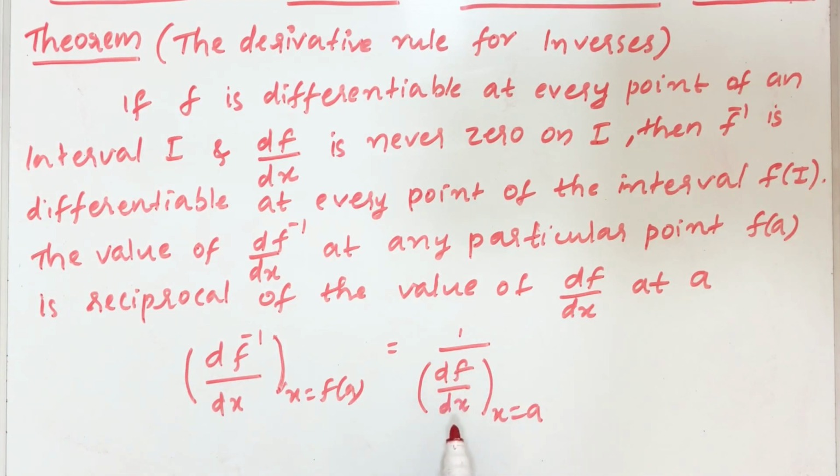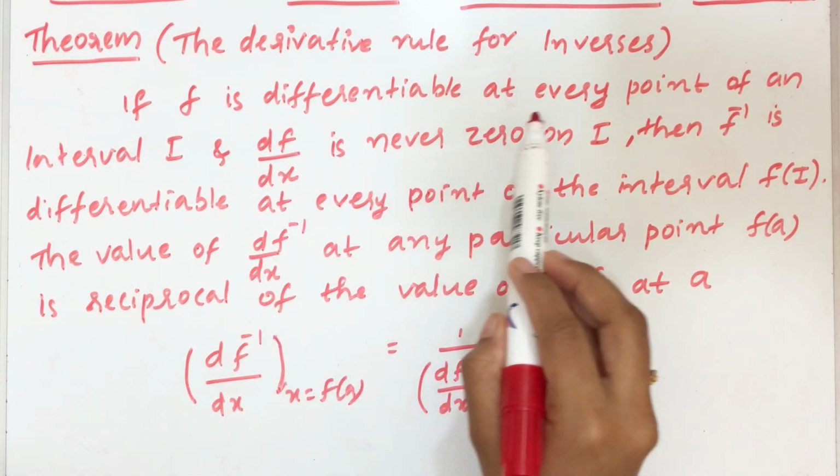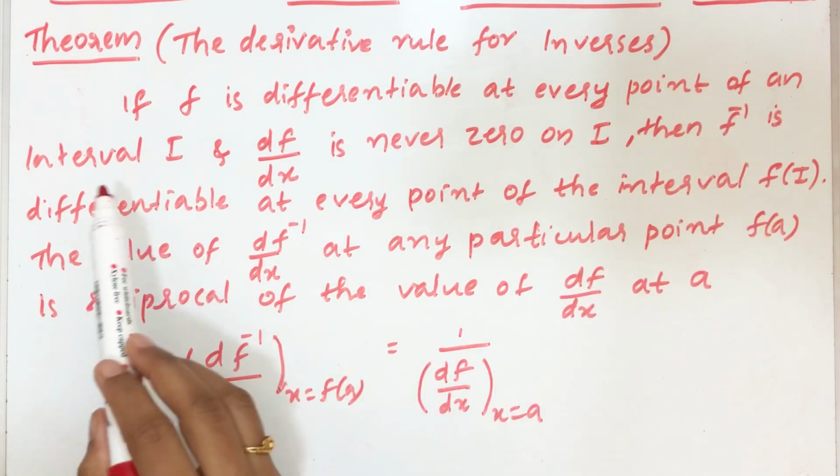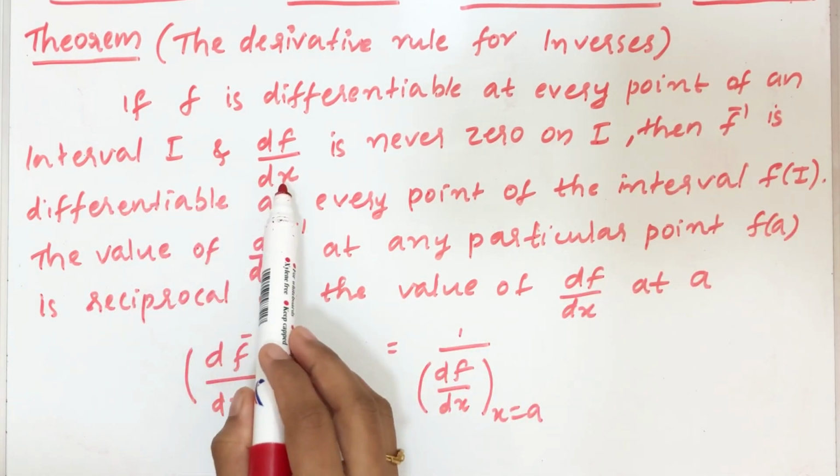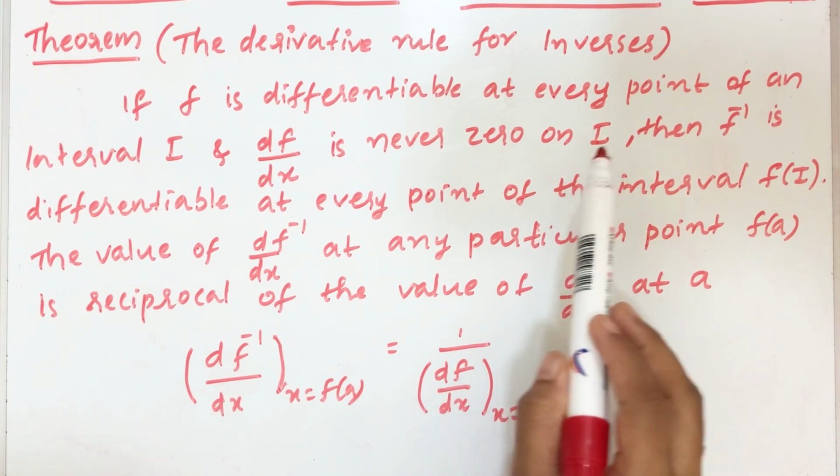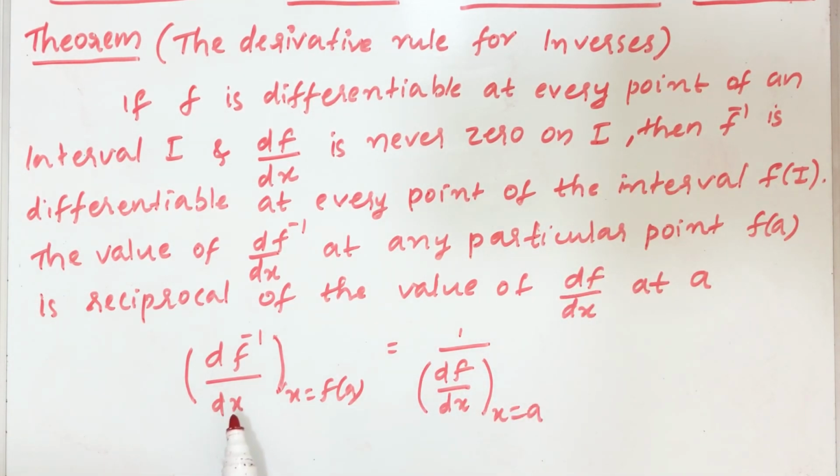Here we need 1 by df by dx, so 1 by df by dx should be non-zero. That is the second condition. That is, if f is differentiable at every point of an interval I and df by dx is never 0 on I, then f inverse is differentiable at every point of f of I, and the value of df inverse by dx at any particular point x is equal to f of a is equal to 1 by df by dx at x is equal to a.